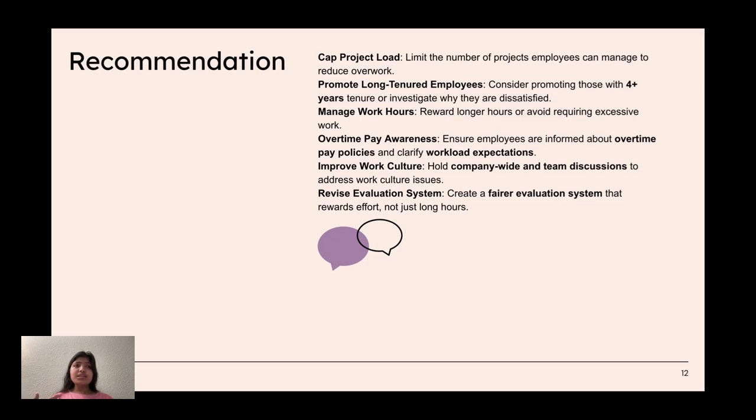And this idea and this proposal should be discussed with the employees so that they are well aware about the policies of the company. And lastly, we would like to suggest that all the evaluation metrics which are considered should be fair, and all the employees should be given equal chance to grow and to earn those bonuses and promotions.